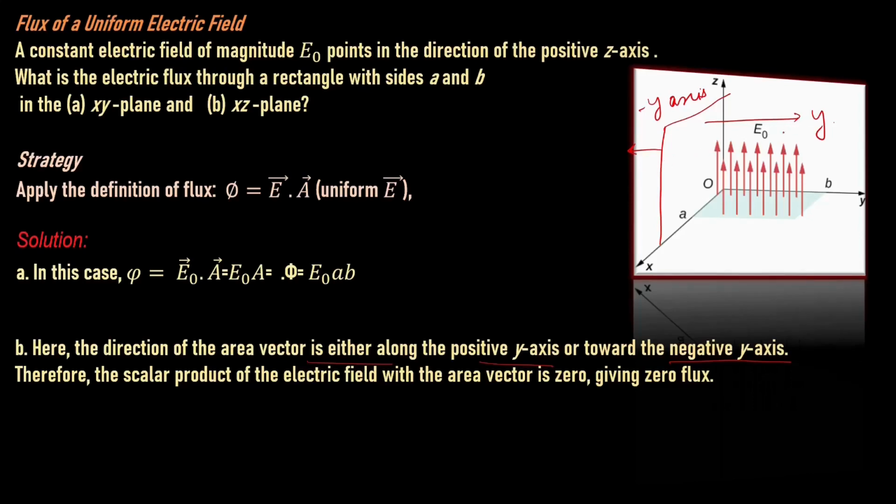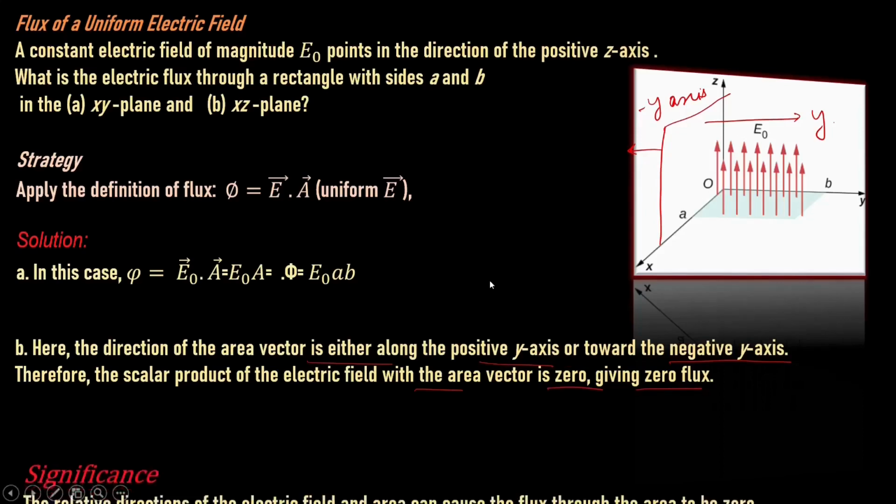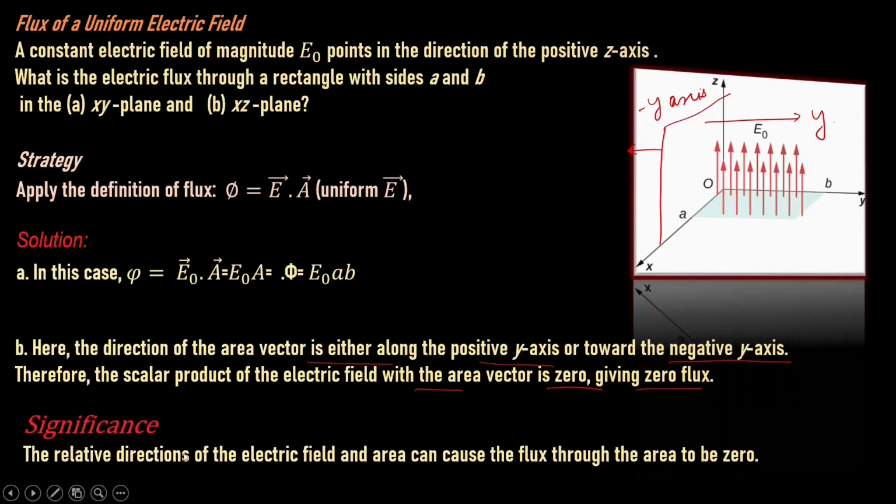In either of the cases the angle comes out to be 90 degrees. Therefore the scalar product of the electric field with the area vector comes out to be 0, giving us 0 flux. So what is the significance of such questions? The relative directions of the electric field and area can cause the flux through the area to be 0. So the value of the flux is not always fixed. See here, the value of the electric field is fixed, the value of the area is fixed, but the value of the flux depends on the relative orientation of the area with respect to the electric field.